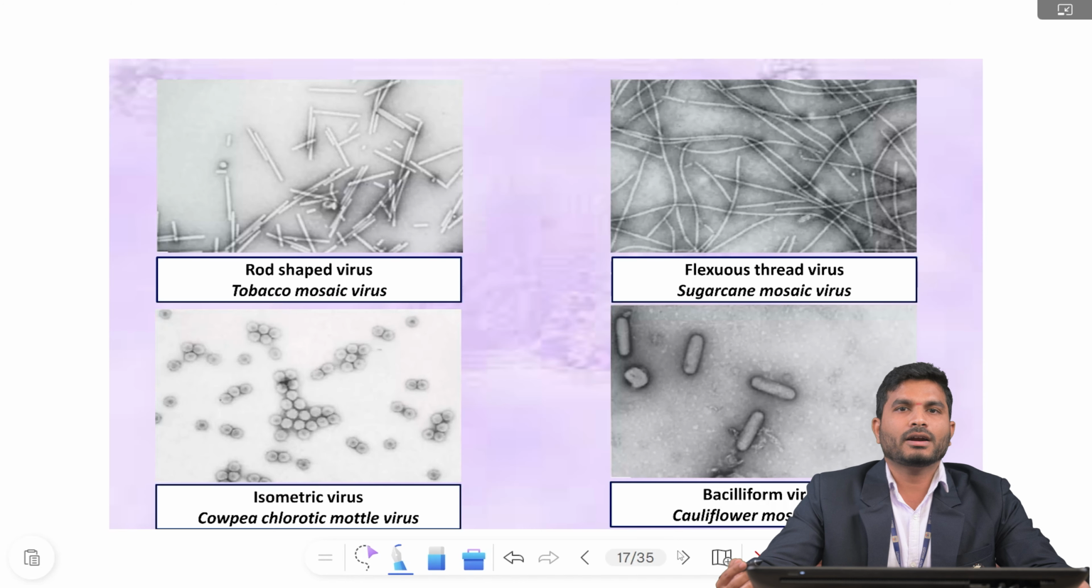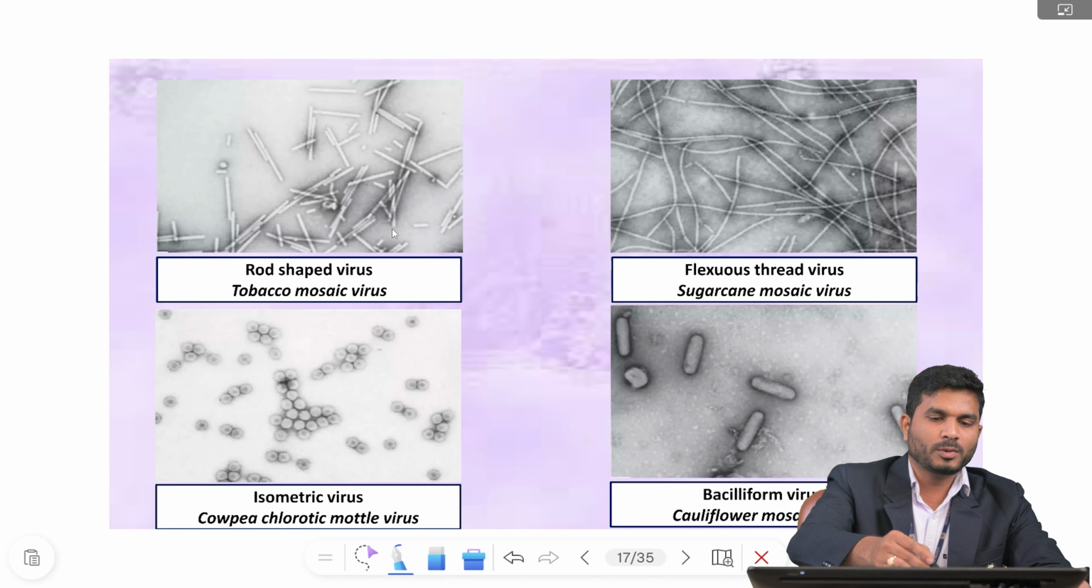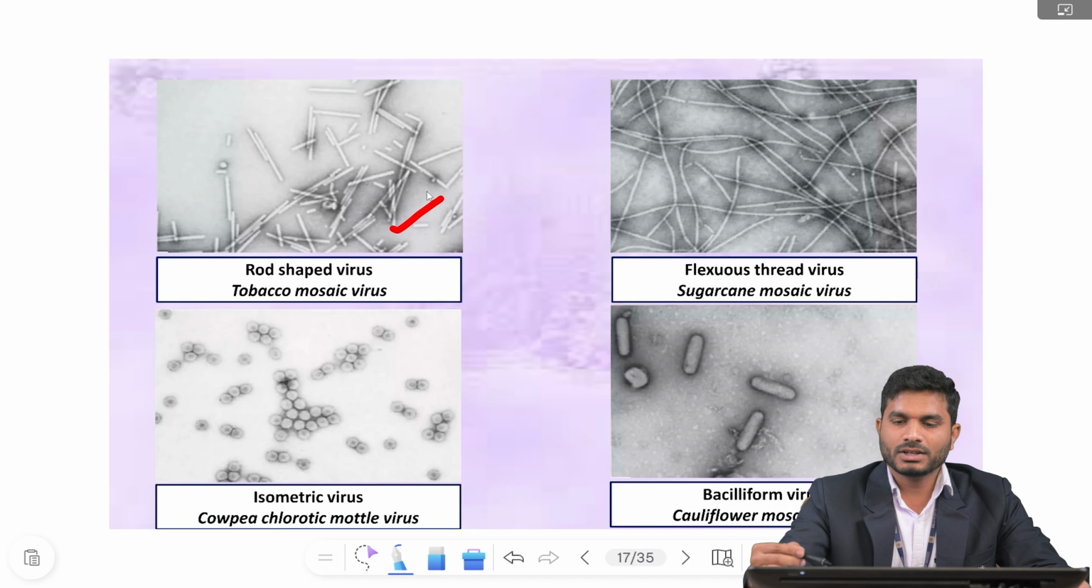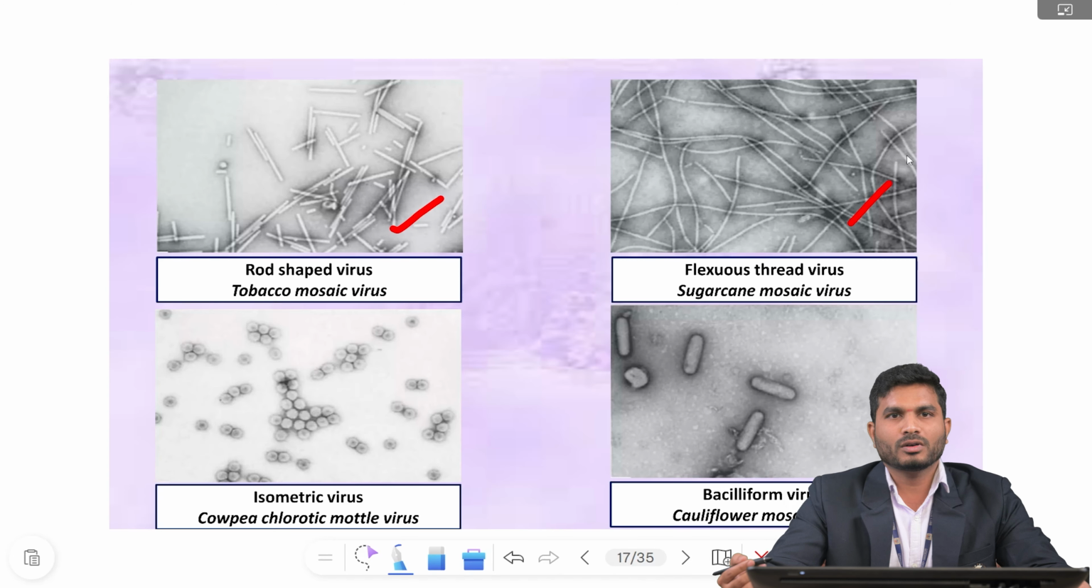These electron micrographs reveal the diversity of plant virus structures. Here are the rod-shaped particles of TMV, flexuous thread-like potato virus Y and sugarcane mosaic virus, isometric viruses like cowpea chlorotic mottle virus, and bacilliform viruses like cauliflower mosaic virus.